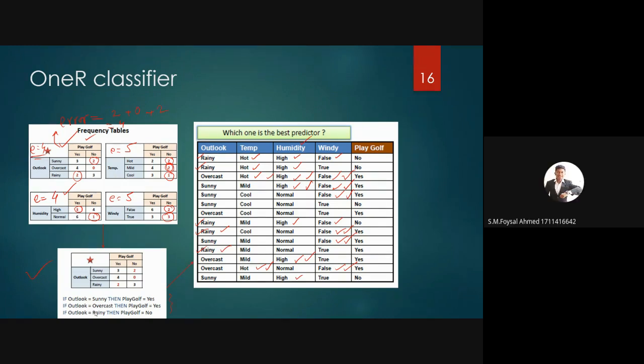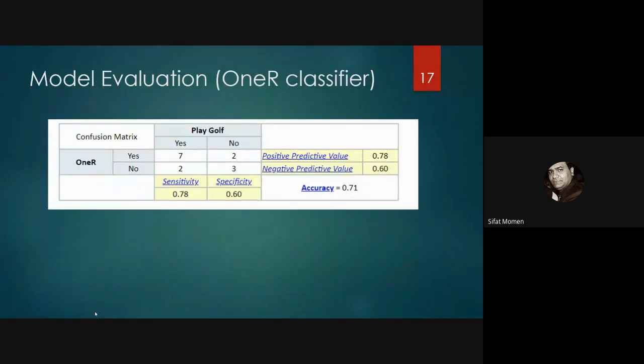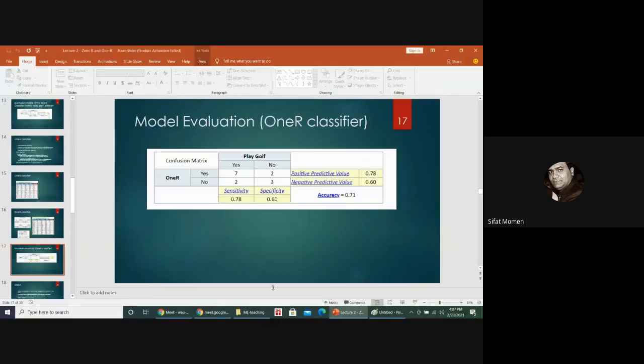Yes, sir. But what about accuracy? Good question. What's the accuracy? It will be about 71% accurate. It will be 71% accurate. But how much time do I have? I think we have about 3 minutes.